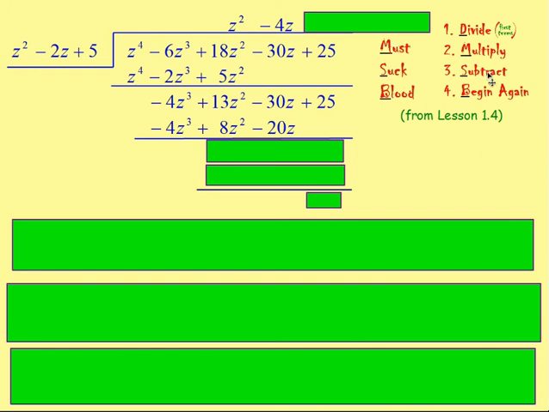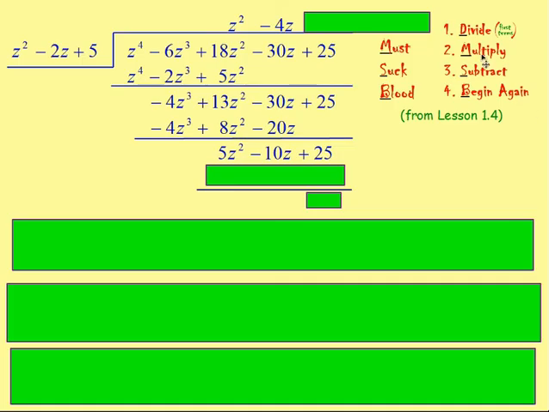Dracula must suck. Subtract. So now you take away. So subtracting these two terms will always cancel out. Again, if you don't, you've made a mistake. 13z squared take away 8z squared is 5z squared. Negative 30z take away negative 20z. Two negatives, we come add, so that would be take away 10z, and 25 take away 0 is a 25.